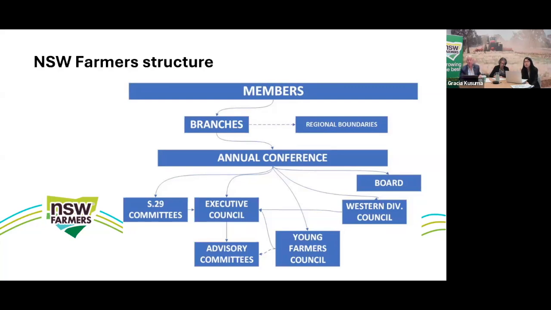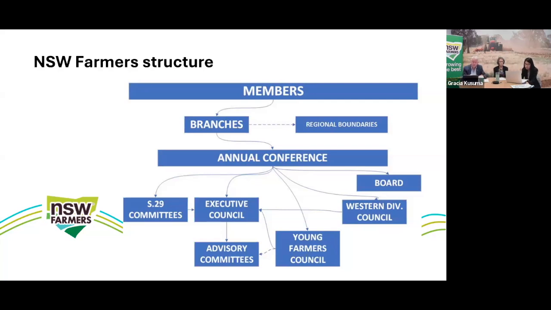Now, the diagram that you see on the PowerPoint slide here may seem slightly complex, but essentially it shows how our structure is interconnected, and at the basis of it is how members are organized in branches. All members are allocated to a particular branch. The branch can be based on geographical location, or we also have some branches that are commodity specific, based on geographical location as well. And branches, through their annual meeting, elect and send delegates to annual conference, and influence the agenda for annual conference through the motions that branches submit within that process.